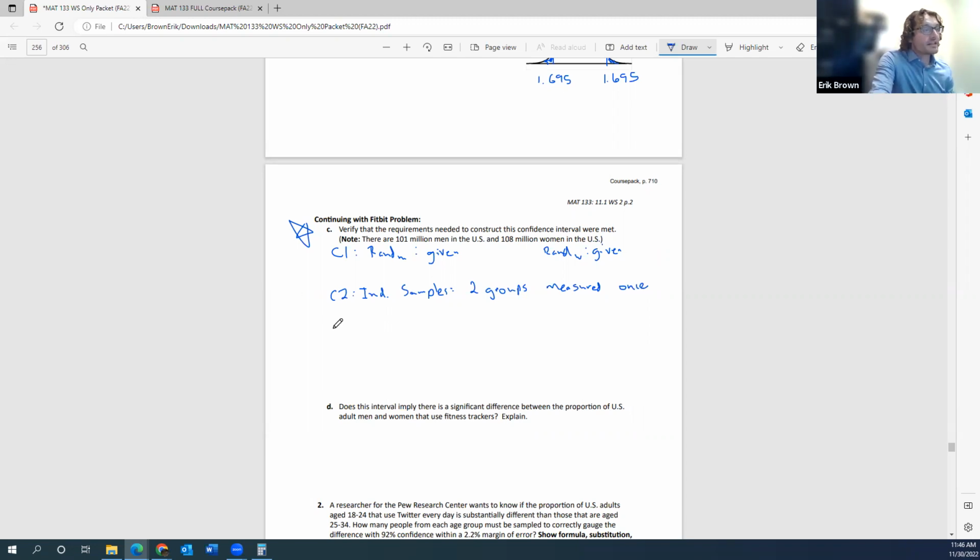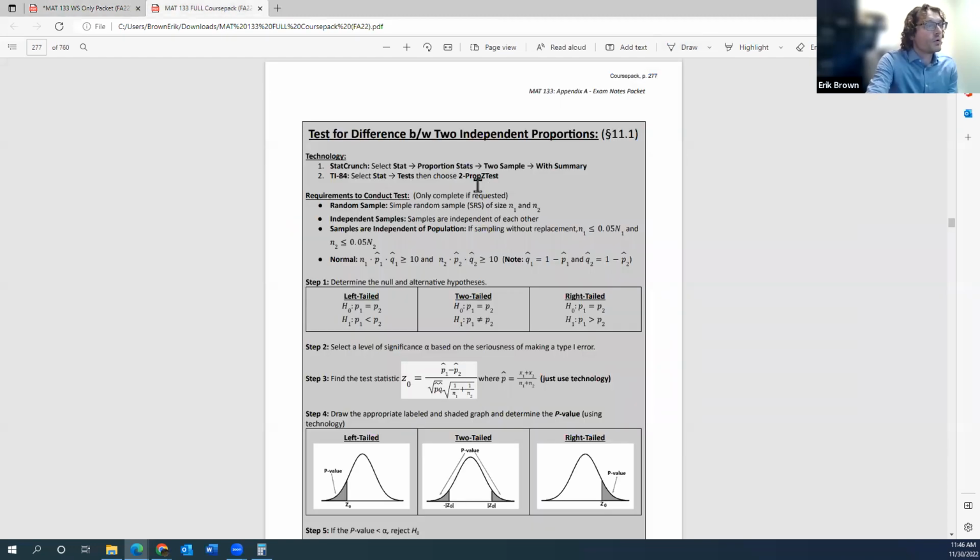Okay, so then the next three. C3 is independent within each one, and C4 is normal within each one, right? So you have to do two things. You have to show that N1 is less than or equal to 0.05 of capital N1, and N2 is less than or equal to 0.05 of capital N2. So it's more work, unfortunately. The nice thing is it's not any different work than what you did. You're just doing it twice for each problem.